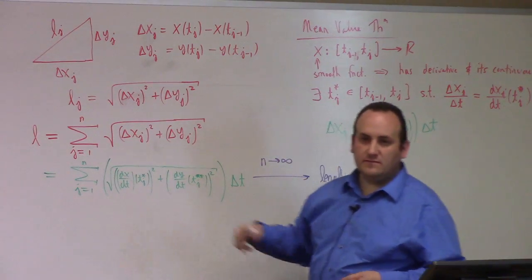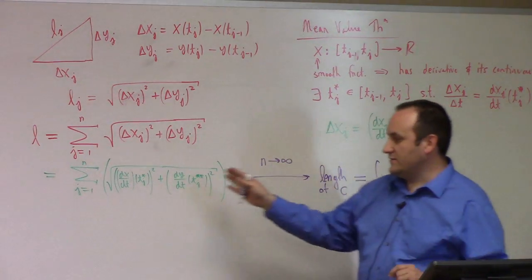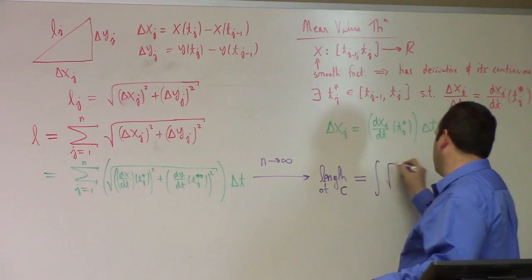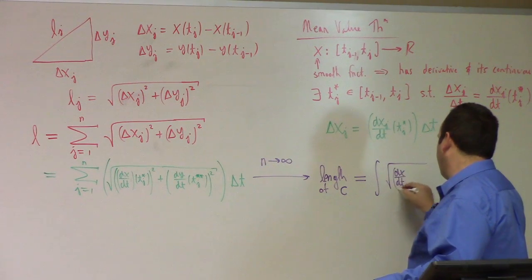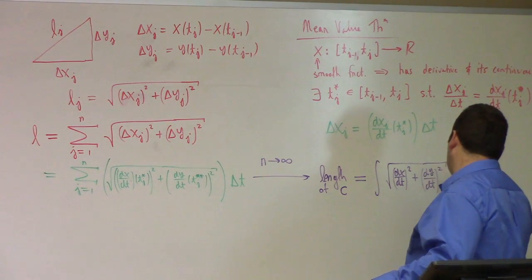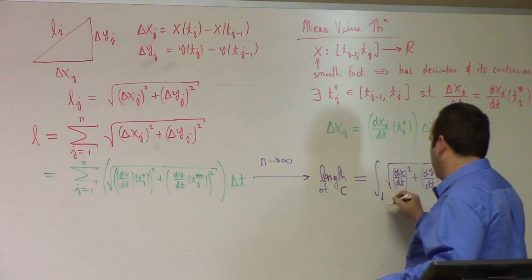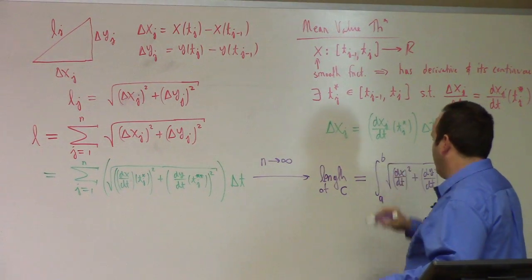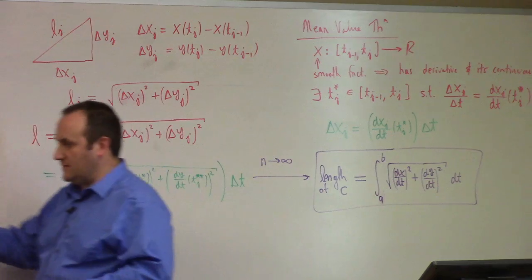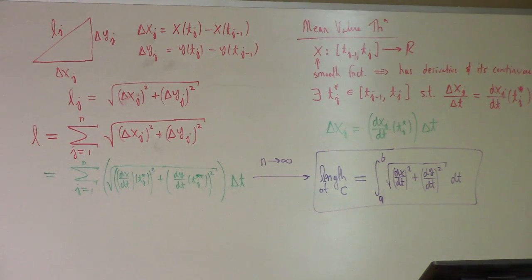This is the Riemann sum, right? If you put a limit as n goes to infinity out here, this is exactly the Riemann sum of what function? Well, the square root of dx dt squared plus dy dt squared, from a to b, right? And there you have it. That's why the arc length has to be that formula, because if you calculate the arc length of a polygonal line approximation of a given smooth curve, you can show that the arc length is nothing more than the Riemann integral of the square root function as such.